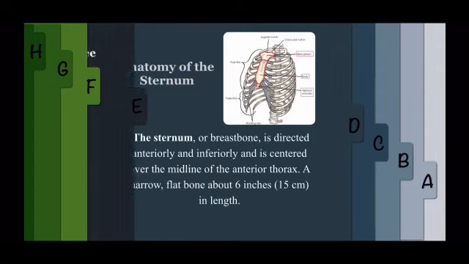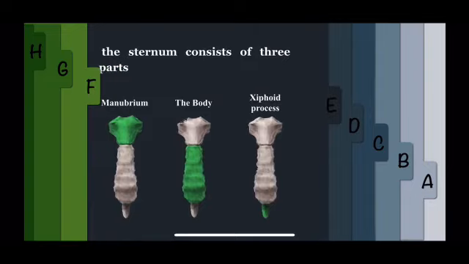The sternum consists of 3 parts. The manubrium, that is the superior portion of the sternum. The body is the longest part of the sternum, about 4 inches, and the xiphoid process. It is the distal and smallest part of the sternum.